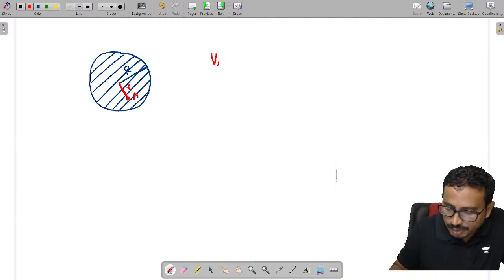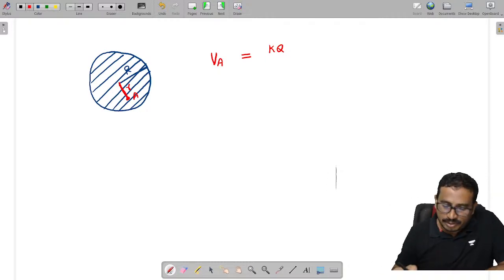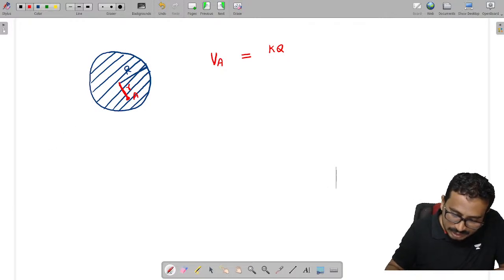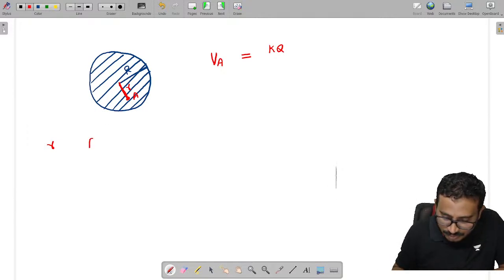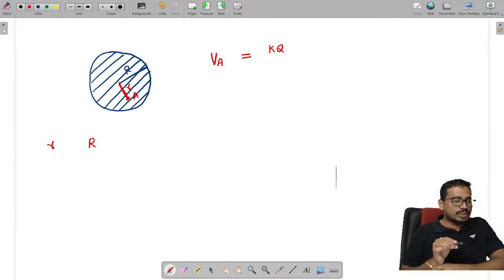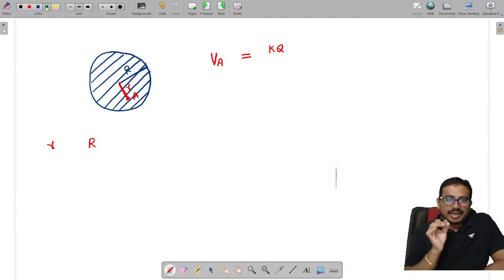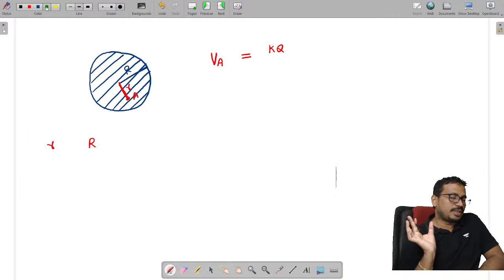So then the potential at point A is given as, for any formula we have kq, kq, kq, you tell me now. Here this distance is how much, small r. This distance is small r. The radius of the sphere is capital R. Between these two, which is the bigger value, tell me. Is small r bigger or R bigger, you tell me.